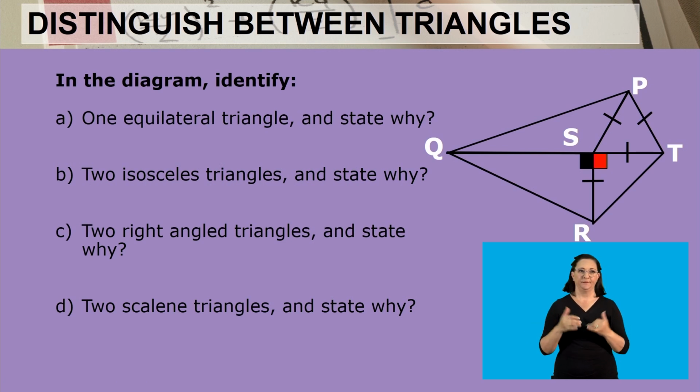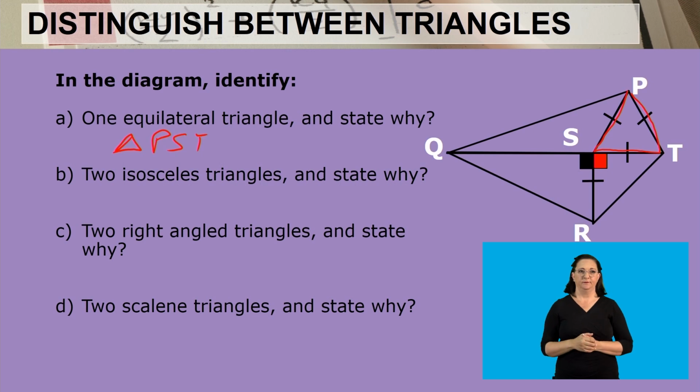The first question says, identify one equilateral triangle and state why. Look at the markings on the diagram, and triangle PST there, I will just highlight it so that we can see it. Triangle PST has 3 markings that prove that these are equal sides. Therefore, our answer there would be triangle PST, and our reason would be all 3 sides are equal.